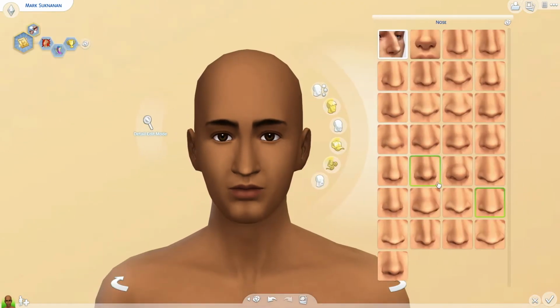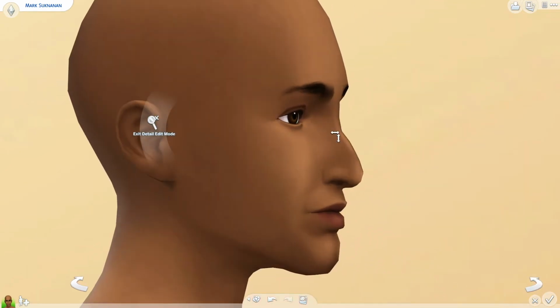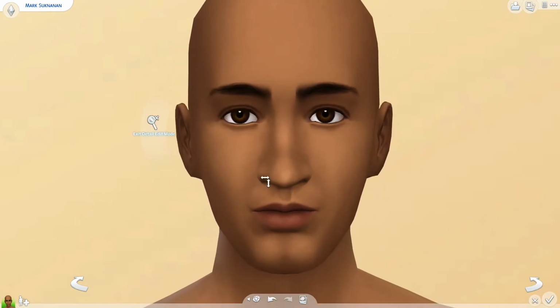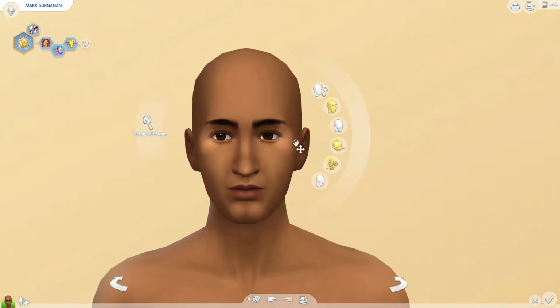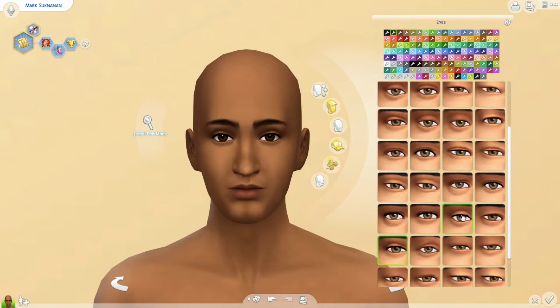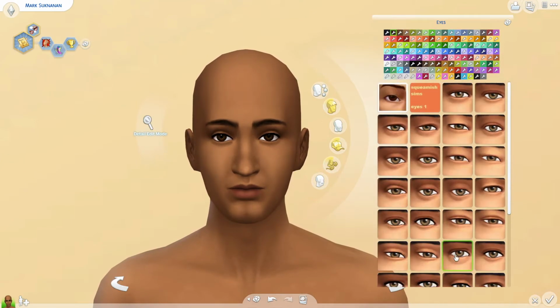I actually had a lot of fun making Mark Suknanan in CAS. So I think I was sort of able to find the right parts, so the right eyes, the right nose, the right mouth, and then sort of tweak them in the ways that I wanted to match as closely as possible to the reference pictures that I found.